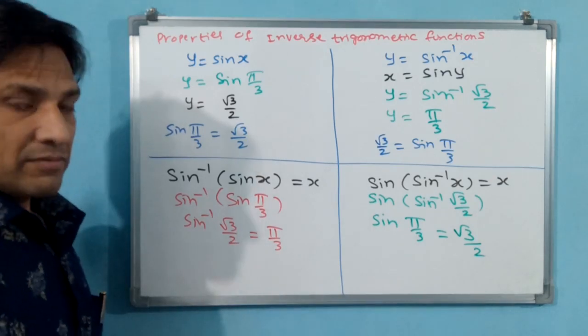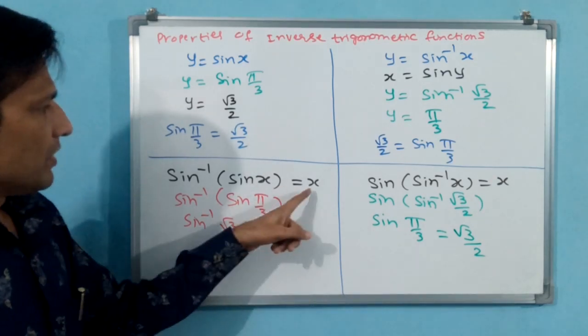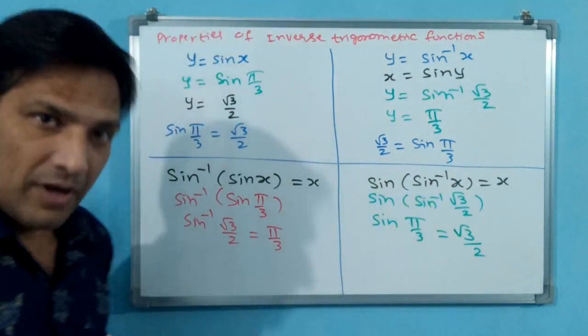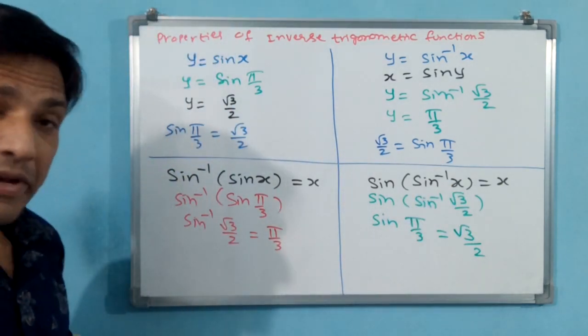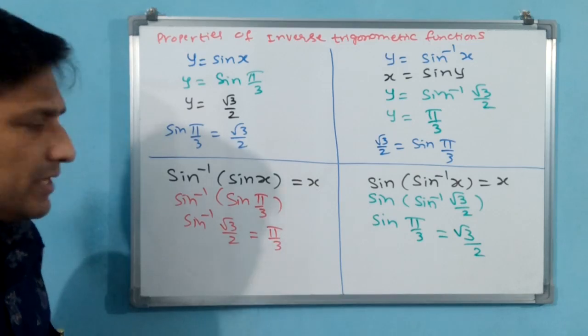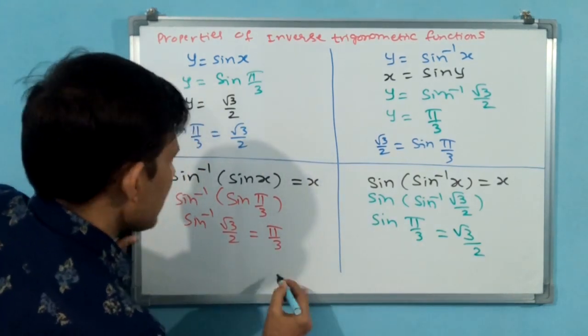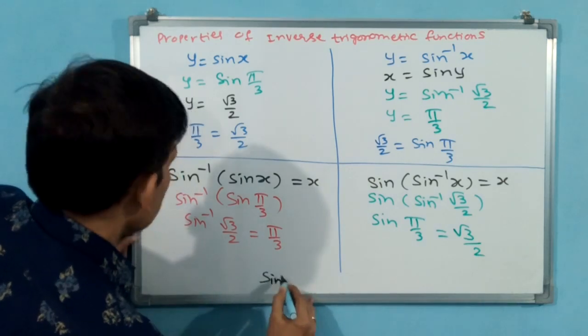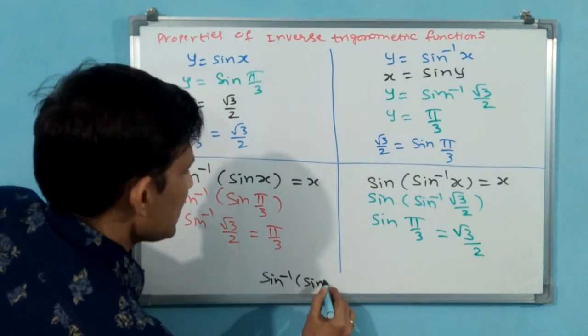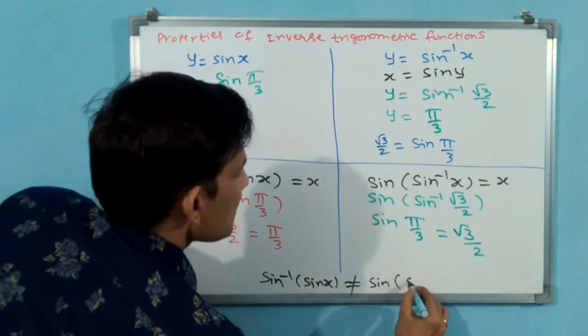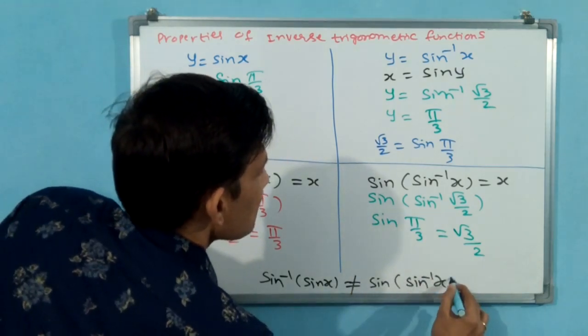But if you compare, here x is pi by 3, here x is root 3 by 2. That is very important. Why? Because simply, see, I am writing here what I want to say: sin inverse of sin x is not equal to sin of sin inverse x.